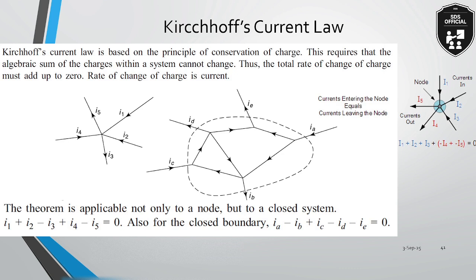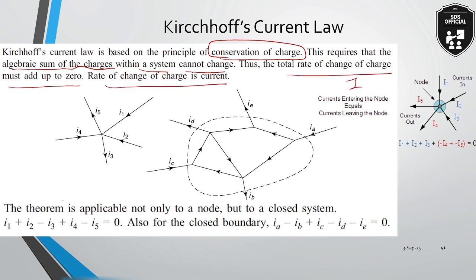Now this is the logic. Kirchhoff's current law is based on the principle of conservation of charge. It requires that the algebraic sum of charges within a system cannot change. Thus, the total rate of change of charge, which is current itself, must add up equal to 0. So the rate of change of charge is current, and the algebraic sum of the total current is equal to 0.